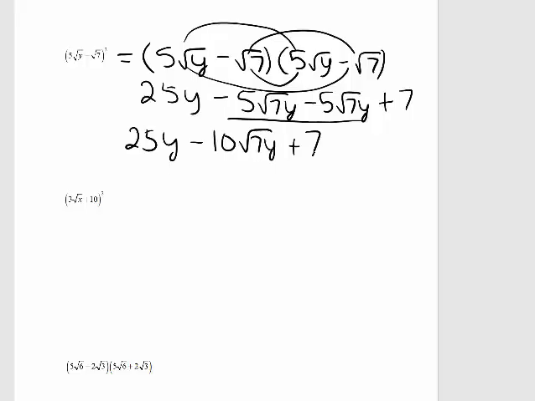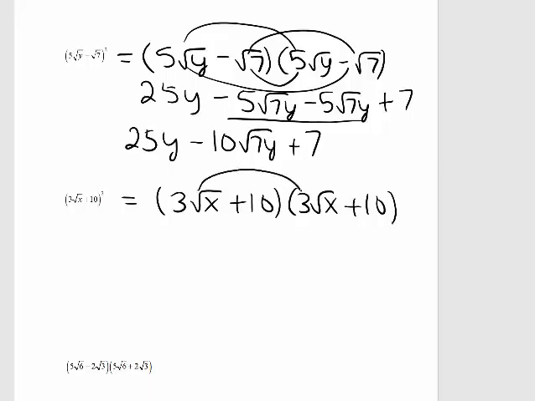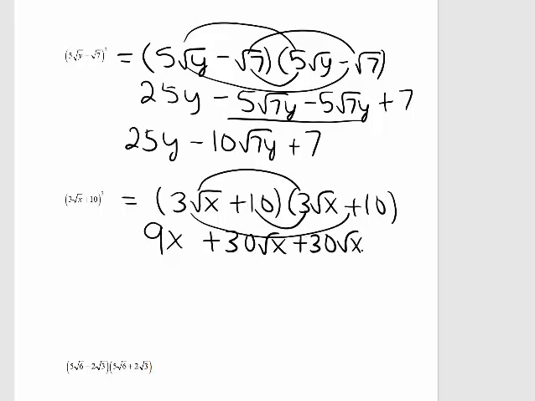Okay, so let's square one more binomial. Again, first thing I'm going to do is expand it out. And now I'm going to FOIL. 3 times 3 is 9. Square root of x times the square root of x is x. And again, I'm going to combine like terms.